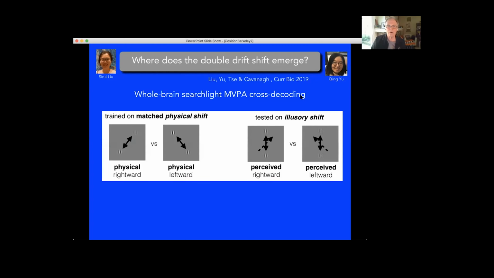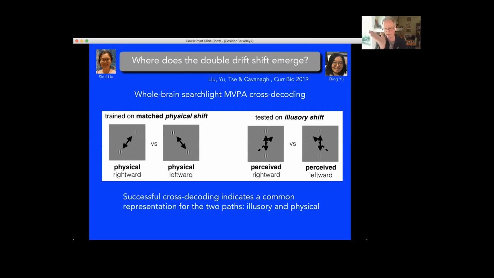Then they went to cross decoding, which is the real key. We trained on the left versus right for the physical paths, and then tried to decode the illusory left versus right, and of course, vice versa. And the successful cross decoding is pretty interesting because it indicates a common representation for the two paths. They both have the same percept, tilted to the left, tilted to the right. Where does that happen? Well, cross decoding should tell us.